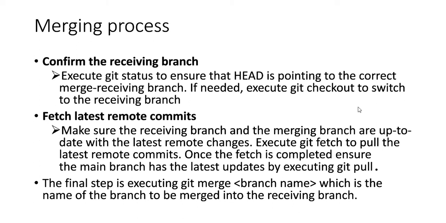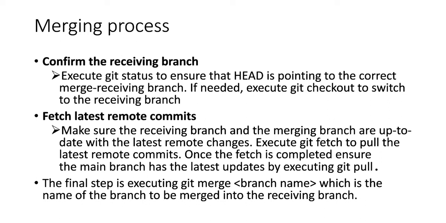There are a few steps which we need to follow before the merging process. First is to confirm the receiving branch. Execute git status to ensure that the HEAD is pointing to the correct merge receiving branch. If needed, execute git checkout to switch to the receiving branch. So you have to be in the receiving branch before you start the merging process. You have to check whether you are in the correct branch or not. If not, we need to switch to that branch.